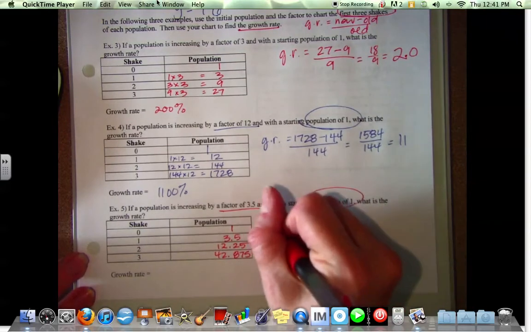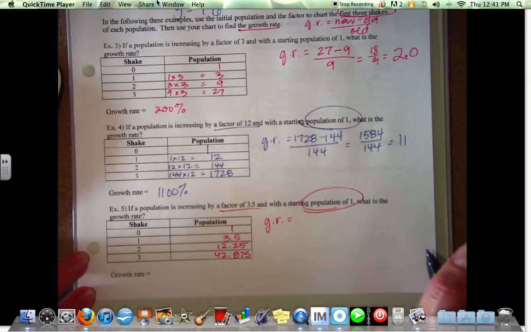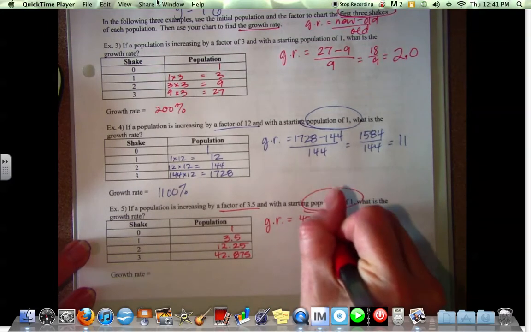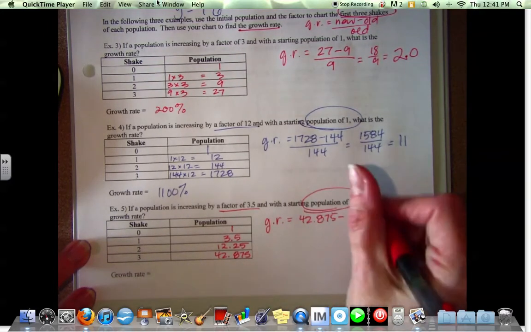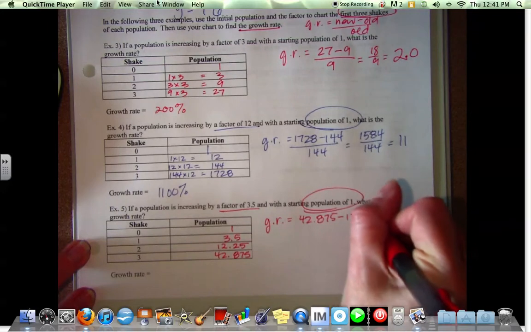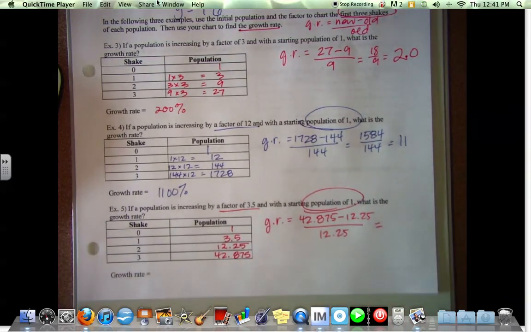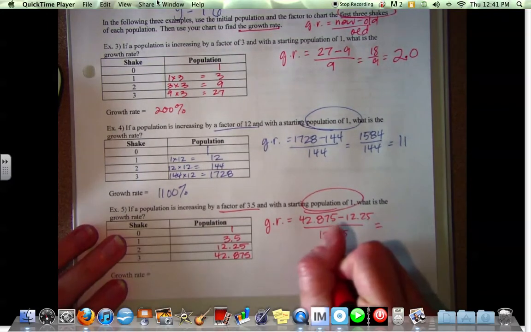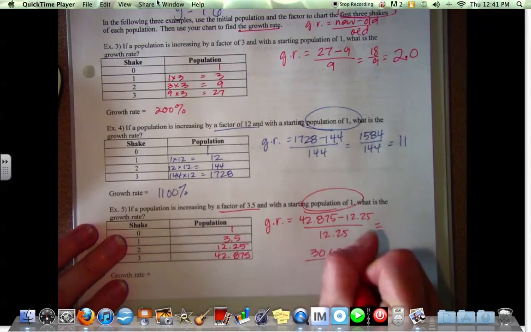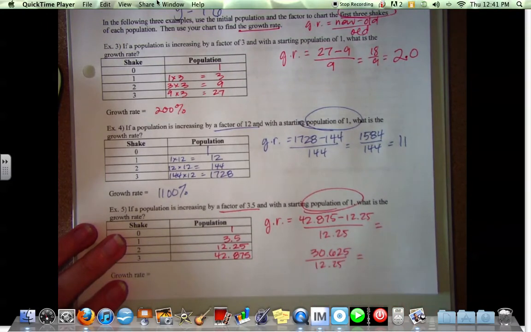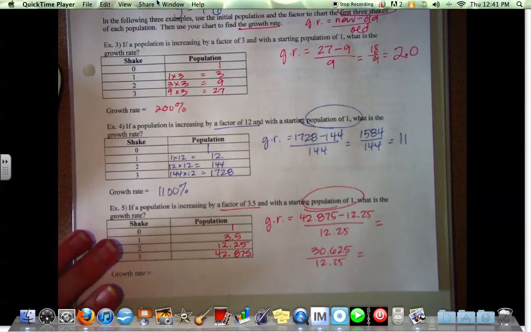So let's find the growth rate. My newest population is 42.875 minus the previous population, 12.25, divided by 12.25. 42.875 minus 12.25 gives us 30.625, divided by 12.25. Wait, what is it? 2.5. 30.625, 2.49. That's what it is.